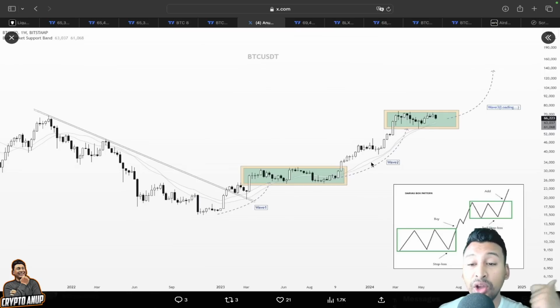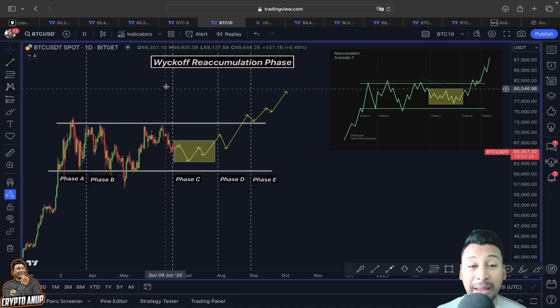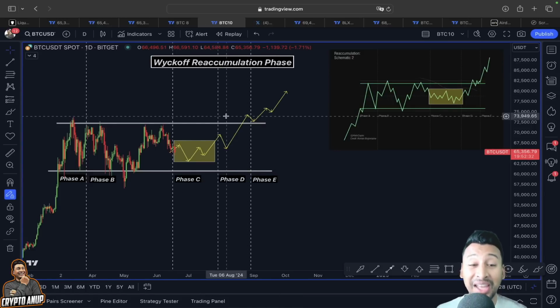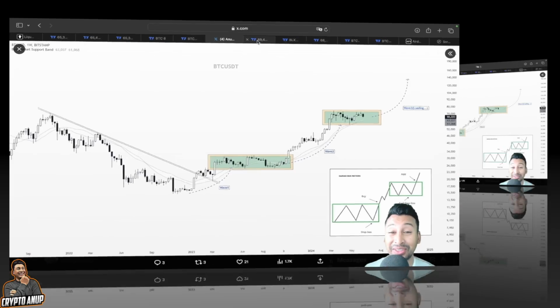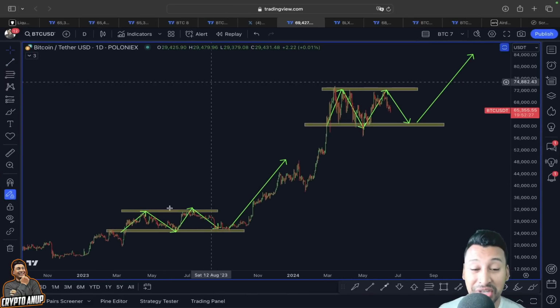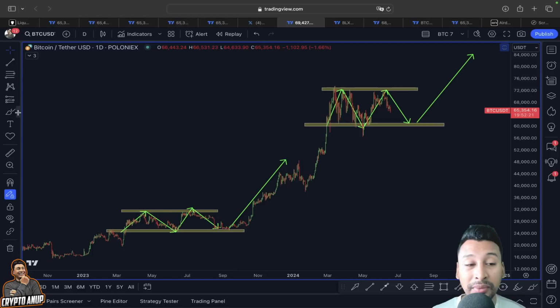I mean wave 1, wave 2, and this could be a formation of wave 3. And if you look at the example from Wyckoff reaccumulation phase, it would make a lot of sense because I showed you guys with this example, just like from this past price action, the price of Bitcoin in our case could be forming a double top, right?